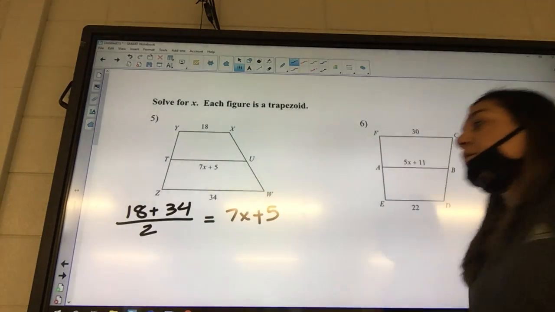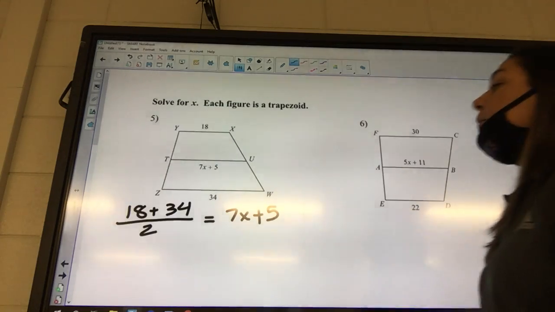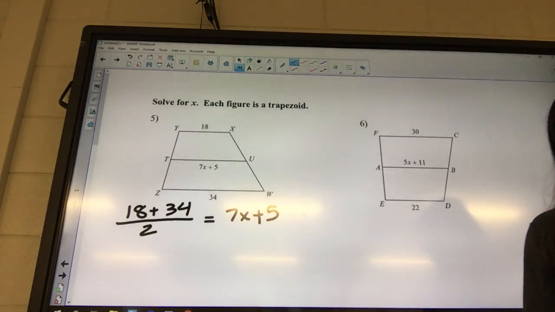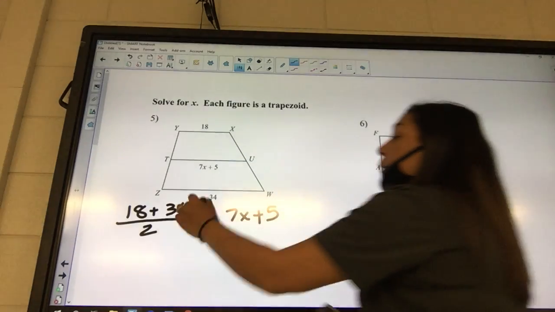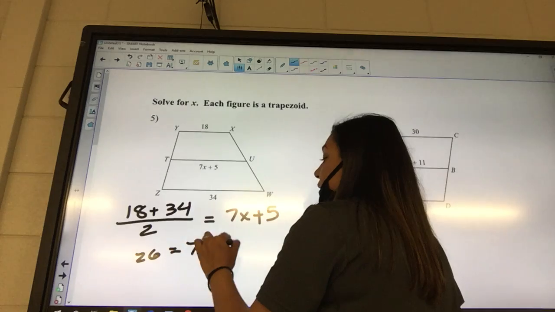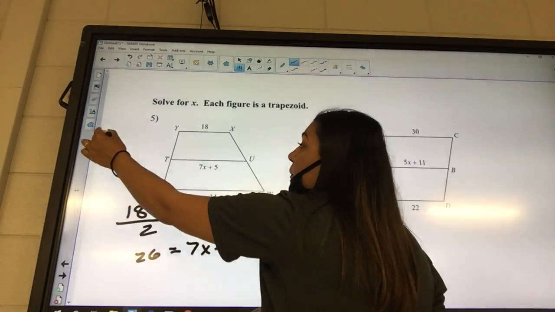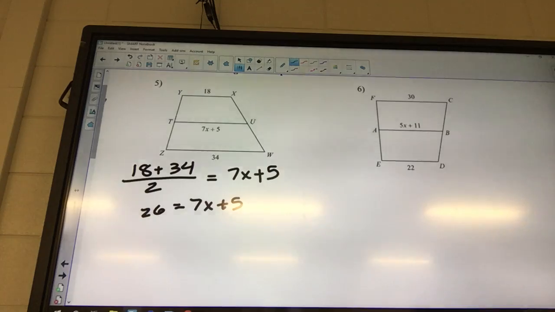And then wouldn't we divide by 7 on both sides? Not yet. Hold on. Okay, so we got 18 plus 34 divided by 2. So on this side, I'm going to have 26. So I got 26 equals 7x plus 5. And so I need to get my x by itself. So what needs moved?